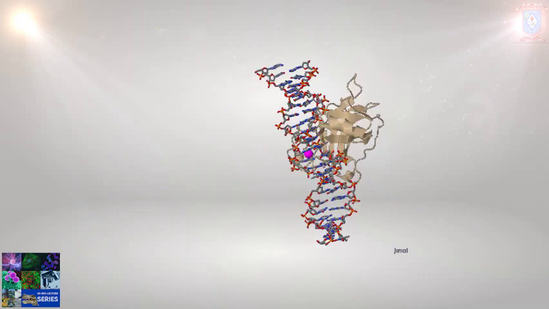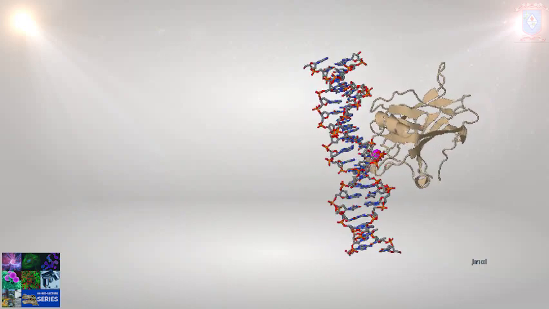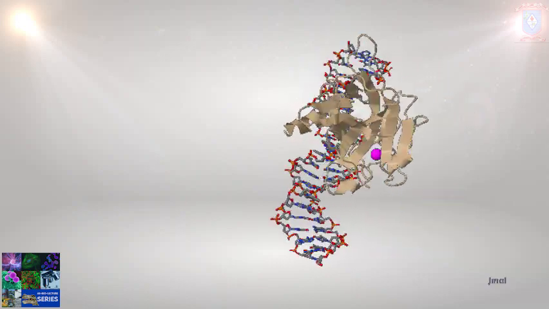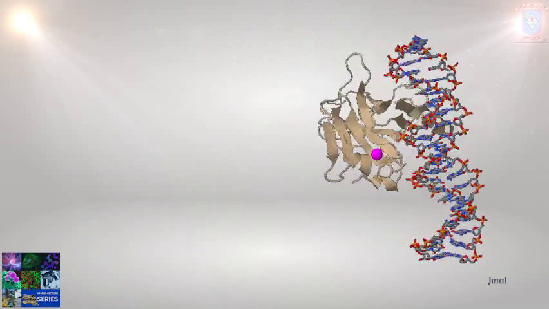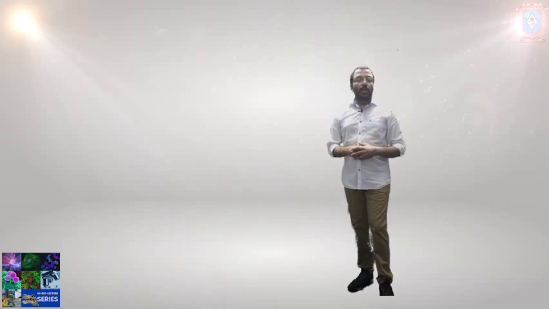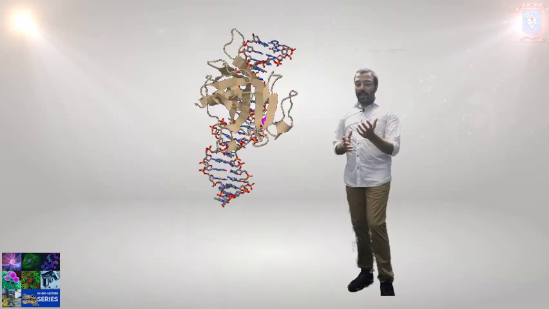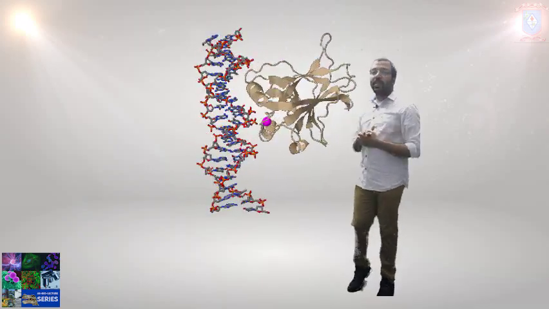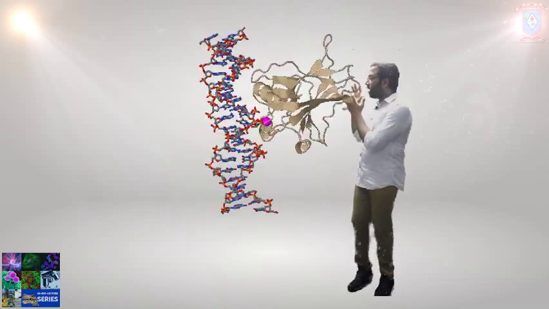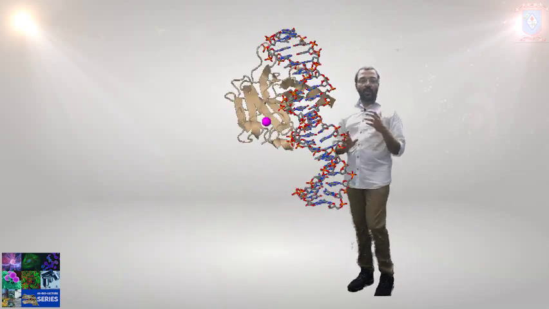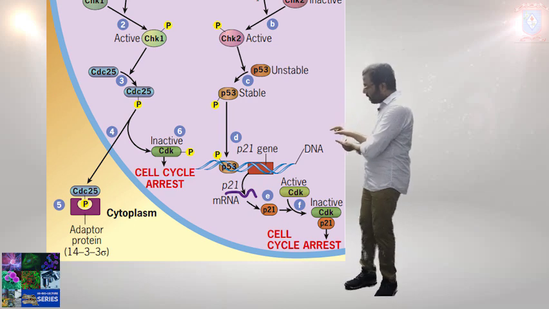Actually, 50% of all human tumors show evidence of mutation in the gene that encodes the P53 protein, which reflects the importance of this protein in the control of the cell cycle. When the P53 protein is activated in the cell, it functions as a transcription factor of different genes that regulate the cell cycle. And one of the important genes regulated by the P53 protein is the P21 gene.